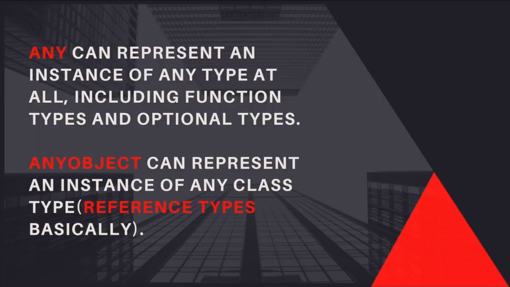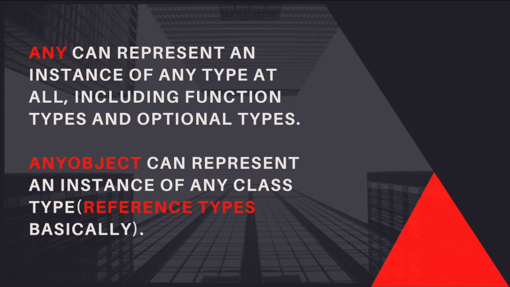So guys, let's take the second question of the series, which is: what is Any versus AnyObject? Here we see that Any can represent an instance of any type at all, including function types and optional types, whereas AnyObject can represent an instance of any class type, that is, basically reference types.